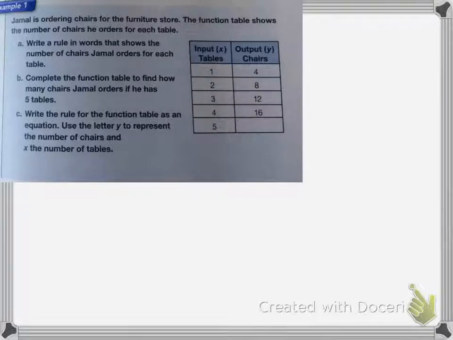it wants me to complete the function table to find out how many chairs he ordered if he has 5 tables. And then C, write the rule for the function table as an equation. Use the letter Y to represent the number of chairs and X to represent the number of tables.